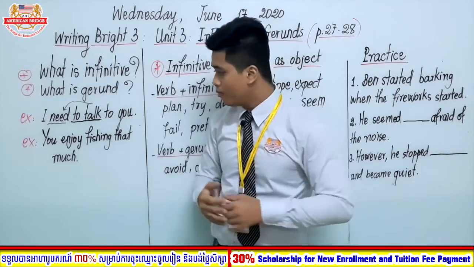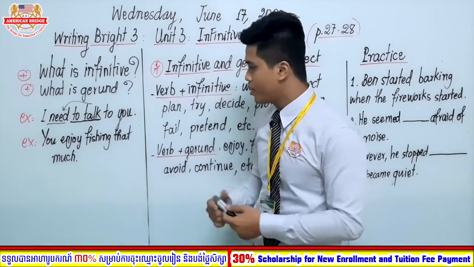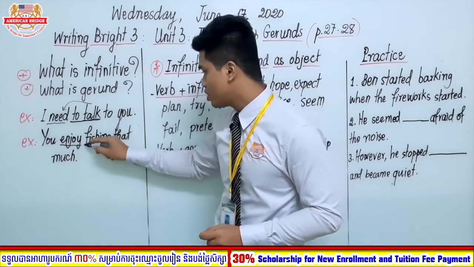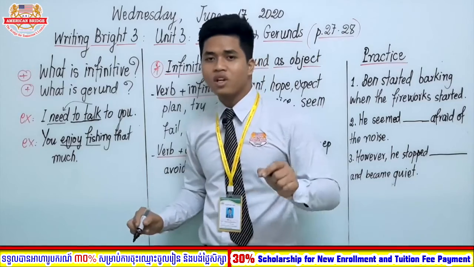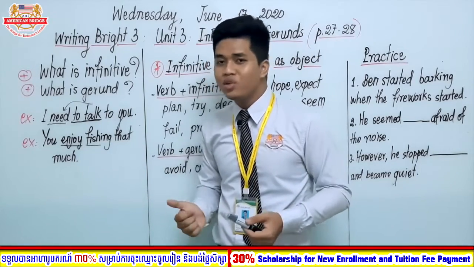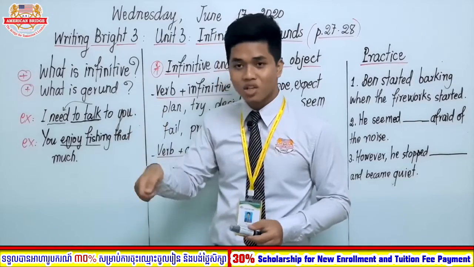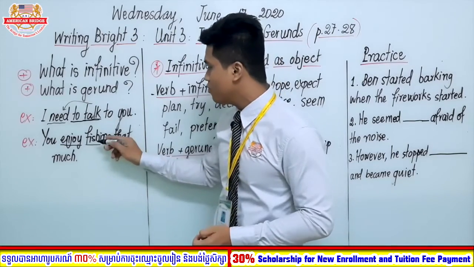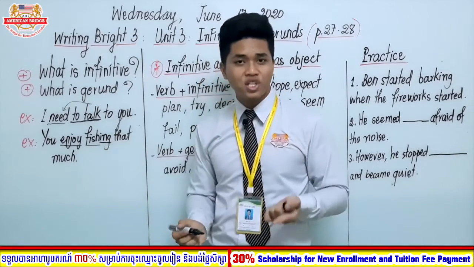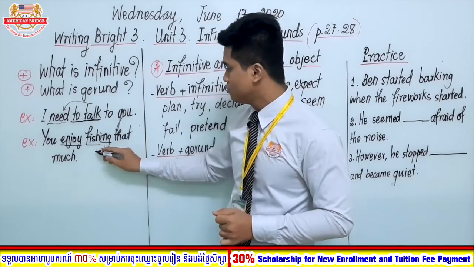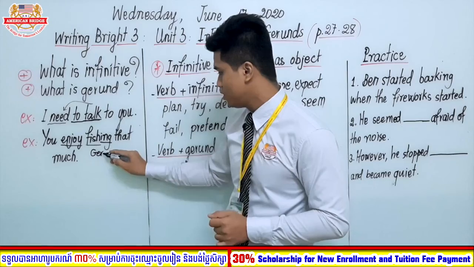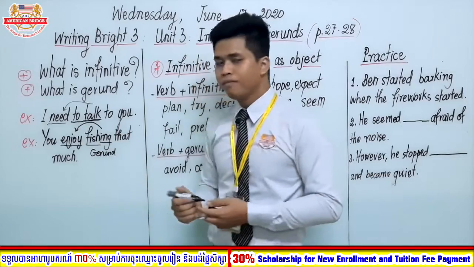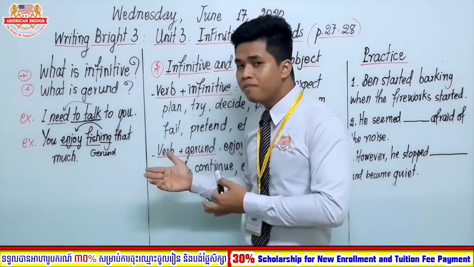The second example: you enjoy fishing that much. So we have the word enjoy. Enjoy is a verb, okay? And fish also functions as a verb. It refers to the activity where you are doing the fishing. So, you enjoy fishing that much. So here, fishing comes with the verb ing. So this one we call gerund. Okay, and it is the object of the verb enjoy. So enjoy doing something.